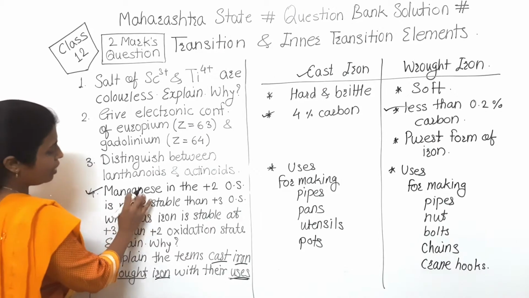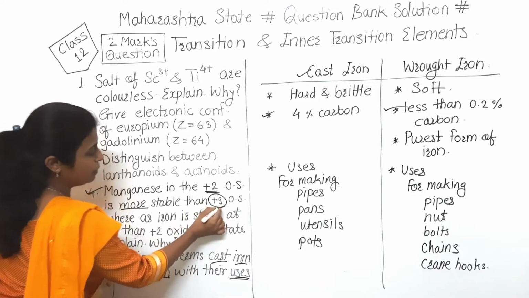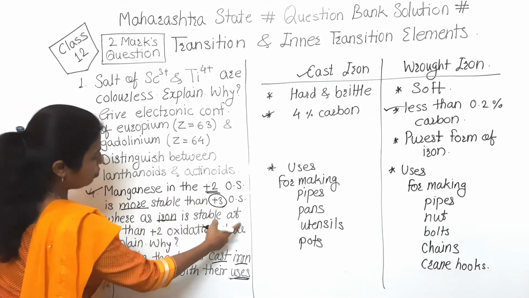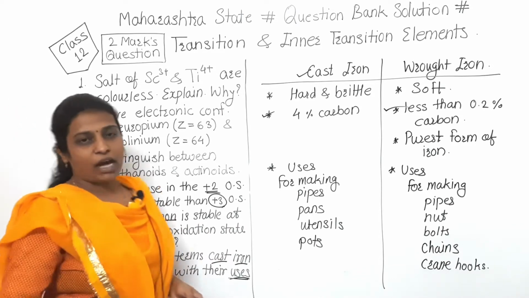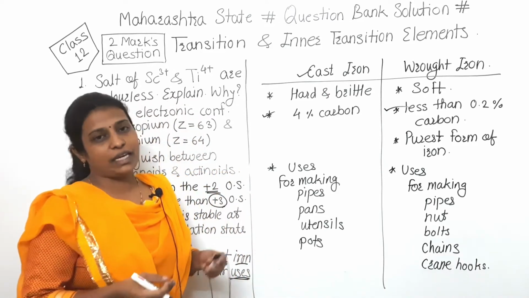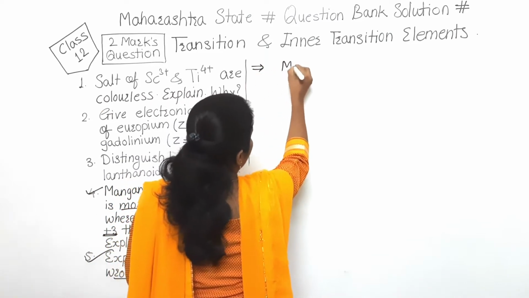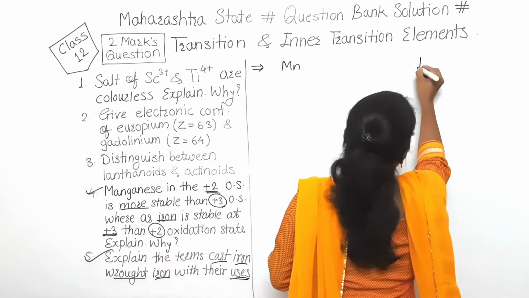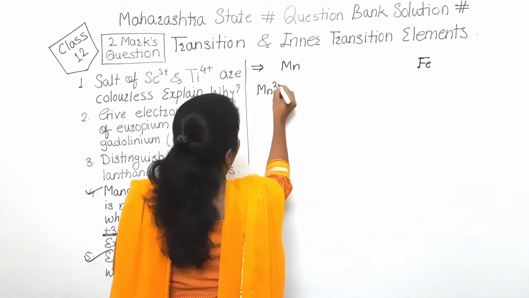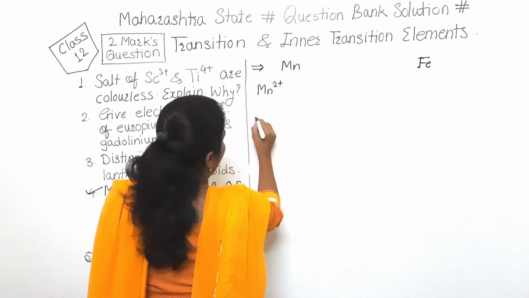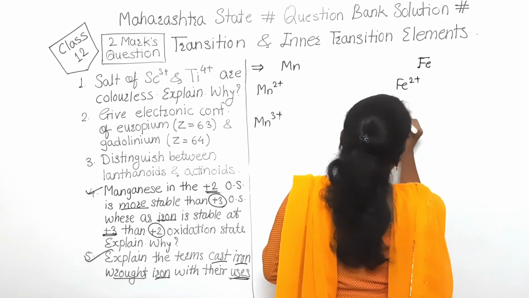The next question is: manganese in the +2 oxidation state is more stable than +3, whereas iron is more stable in the +3 oxidation state than +2. Explain why. Here we just have to give the reason with the explanation. For this question, which elements have they given? They have given Mn, and the second one is iron, whose symbol is Fe. For Mn we have to consider the two cases Mn2+ and Mn3+, and for Fe it is Fe2+ and Fe3+.